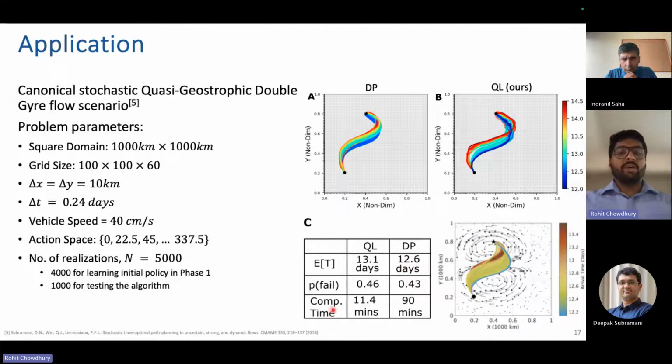But then, as far as the compute time is concerned, our algorithm takes roughly 11 minutes compared to the 90 minutes it would have taken to use conventional dynamic programming approaches. So this gives us a roughly 8 times speed up when it comes to computing these optimal policies.